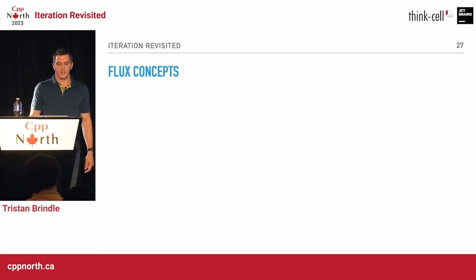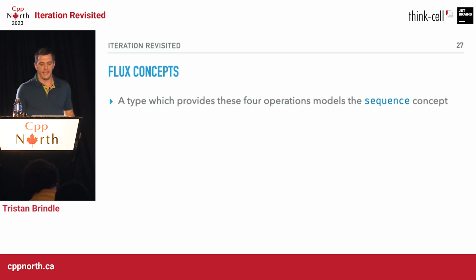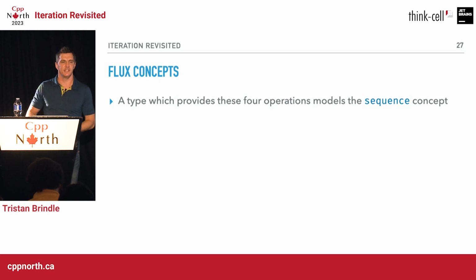So, as I mentioned, Flux is a C++20 library, and makes pretty heavy use of concepts. A type that provides implementations of these four operations, we say that it models the sequence concept. Again, I didn't want to reuse the term range, that would be confusing. So in Flux, we call it a sequence. So again, if you want to do a mental substitution, then sequence equals range, if you like.